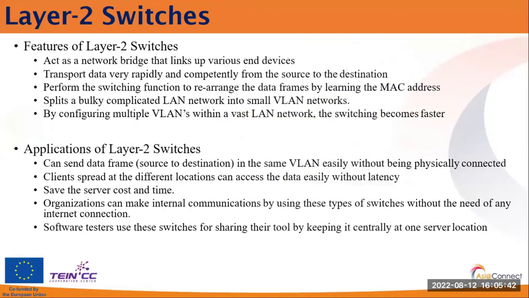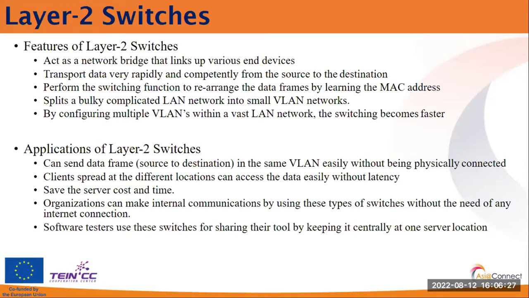Okay, now there are some features and applications of layer 2 switch. So what are the features? A layer 2 switch acts as a network bridge. So what is a network bridge? I think you all know. It links up various end devices like computers in a networking system on one single platform. They are able to transport data very rapidly and competently from the source to the destination in the LAN network. Layer 2 switches perform the switching function to forward the data frame from the source to the destination.